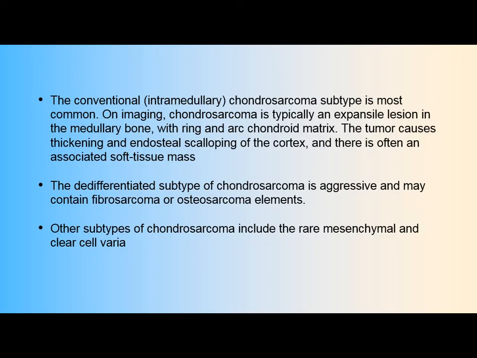It has multiple types. The most common subtype is the conventional or intramedullary chondrosarcoma. On imaging, chondrosarcoma is typically an expansile lesion in the medullary bone with ring or arc chondroid matrix, and the tumor causes thickening and endosteal scalloping of the cortex. This is how we can differentiate it from osteochondroma.